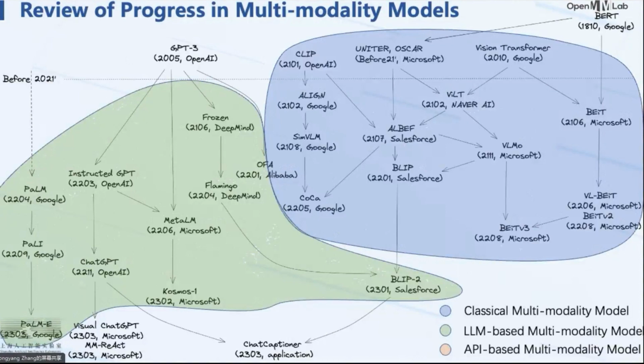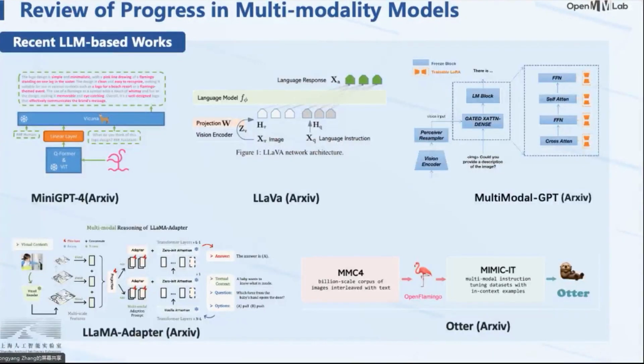Another trend is multimodality models based on language models like GPT. And recently, some works follow the agent-based idea and build multimodal models which can use additional APIs or additional vision models. Recent LLM-based works like MiniGPT-4, LLaVA, mPLUG-Owl, LLaMA-Adapter and Otter all follow similar ideas and build multimodality models based on large language models.